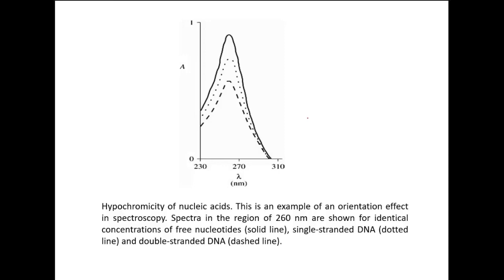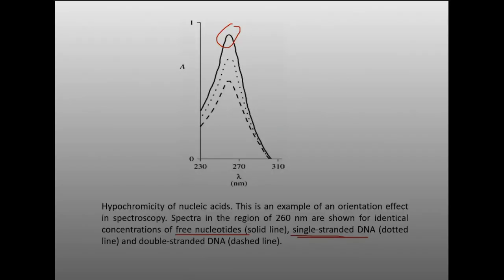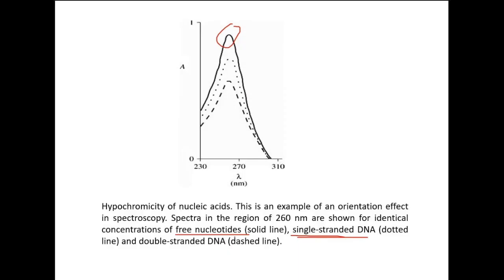As I have given here, the solid line indicates the concentration of free nucleic acid, the dotted line represents the concentration of single stranded DNA. The dashed line represents the double stranded DNA, where the absorbance is very, very low compared to the free nucleotides. Free nucleotides will have more absorbance compared to an intact double stranded DNA molecule.